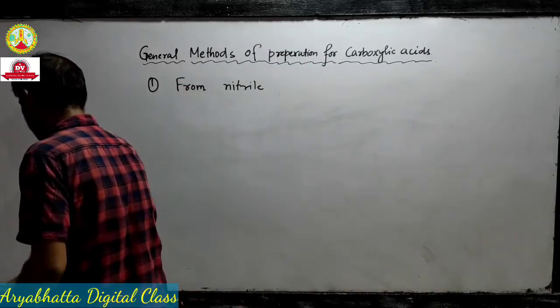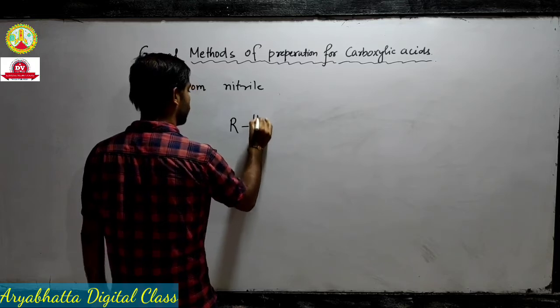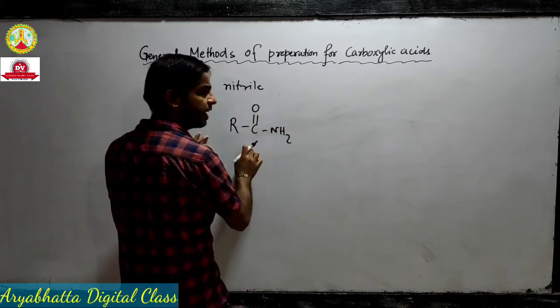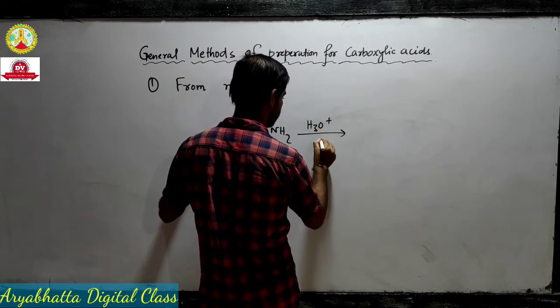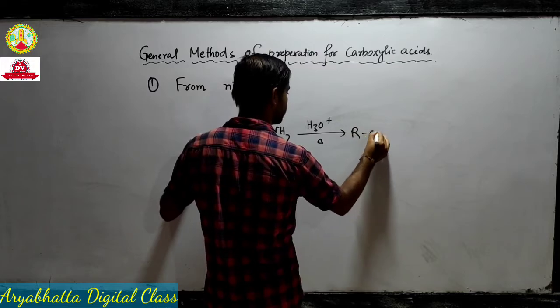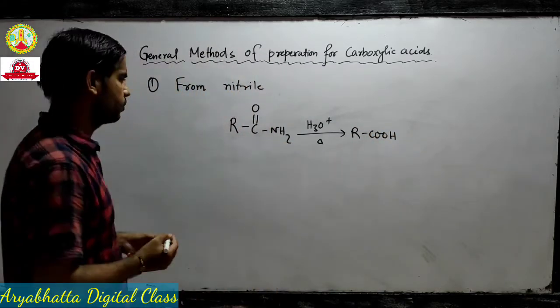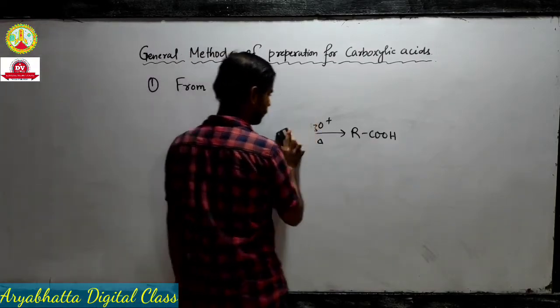It also tells us that instead of taking nitrile, if we take amide and do acid hydrolysis, then also we will get carboxylic acid. Easy reactions, not that difficult.